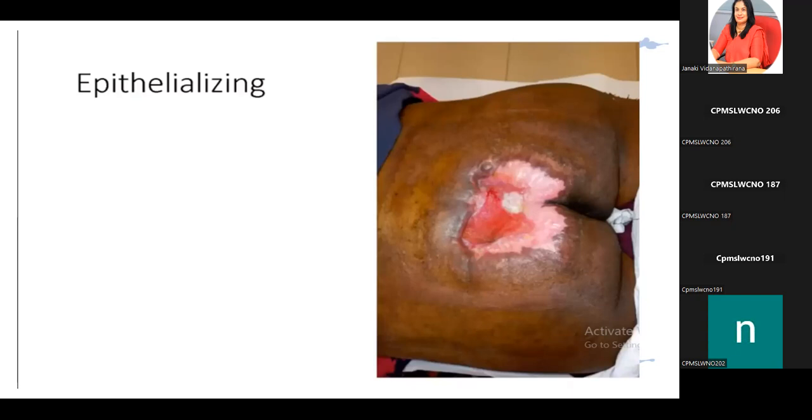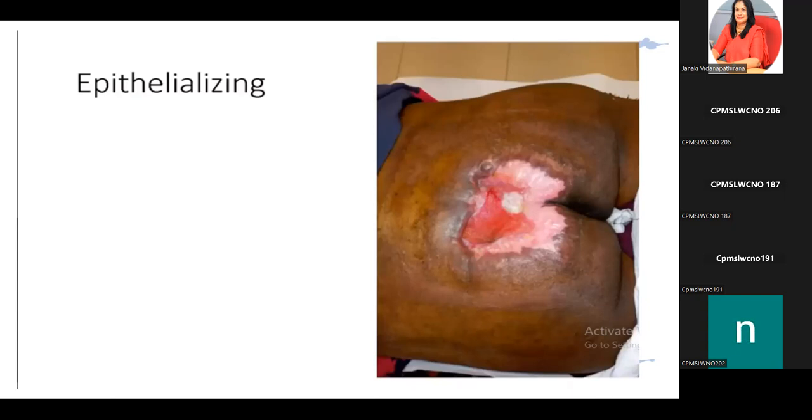Can apply resin gauze and hydrocolloid gel, hydrocolloid dressing. Not both. It's either hydrocolloid or Vaseline gauze.